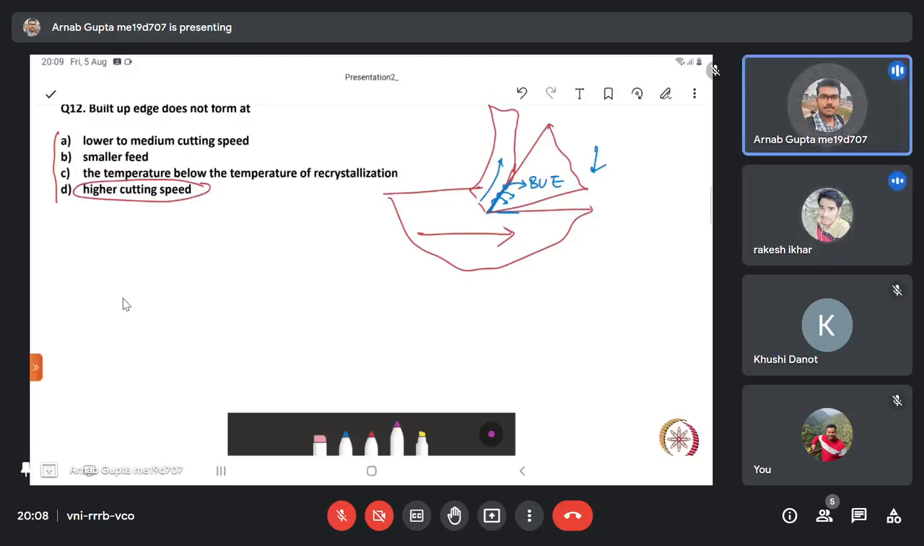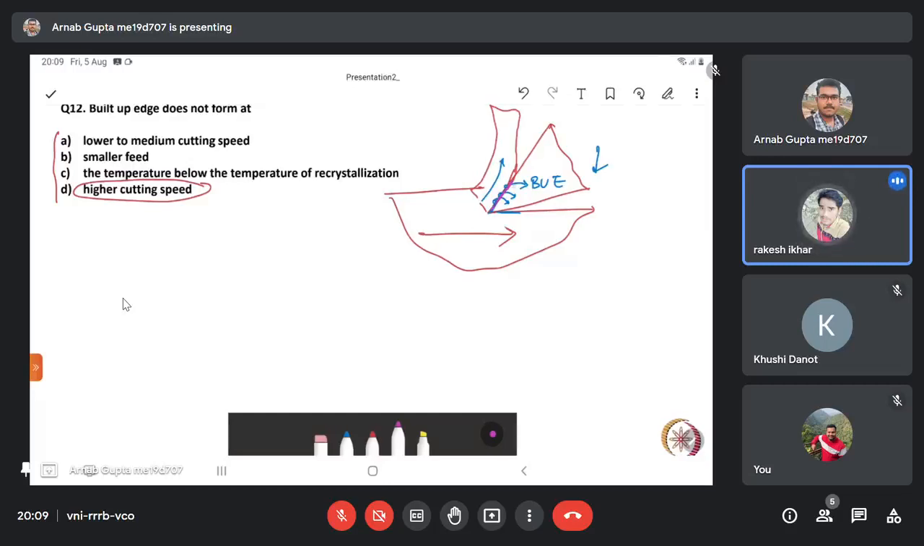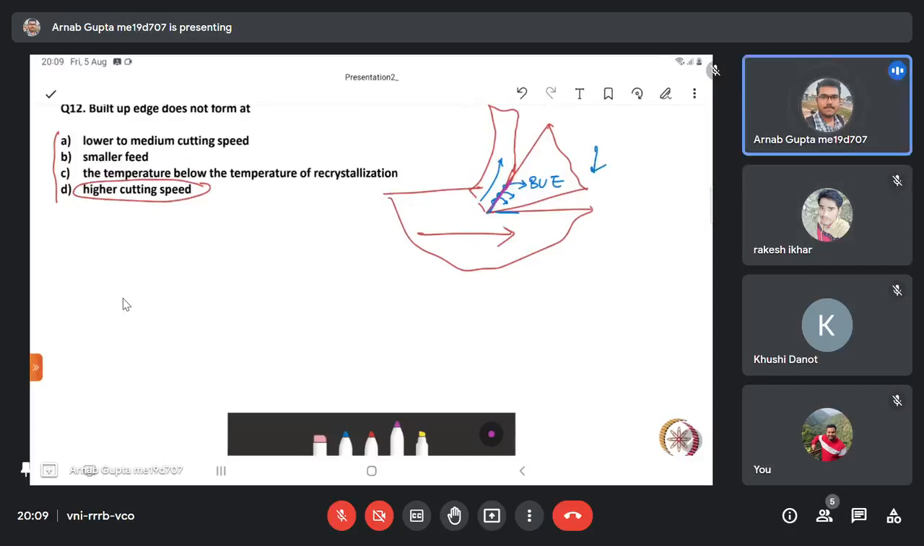Yes, and there are more chances of it when the length of the workpiece is more. That is also one of the reasons. That is, the uncut chip thickness is more. Yeah, indirectly you're trying to say the depth of cut is more, right? Yes.